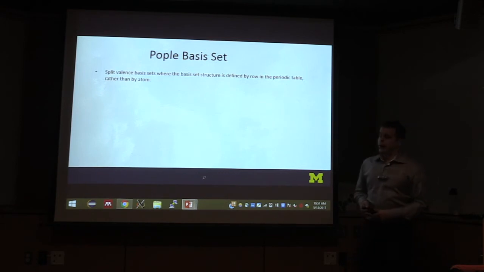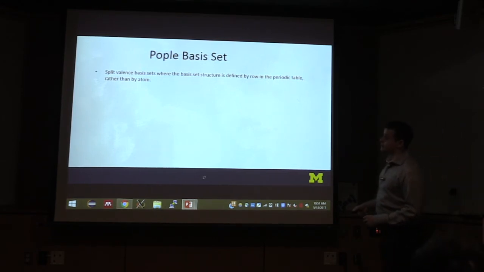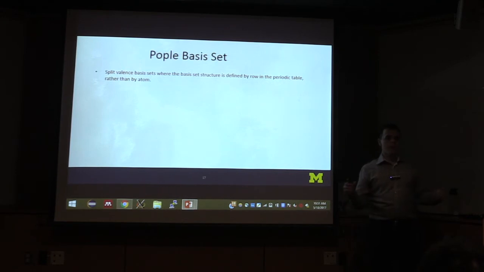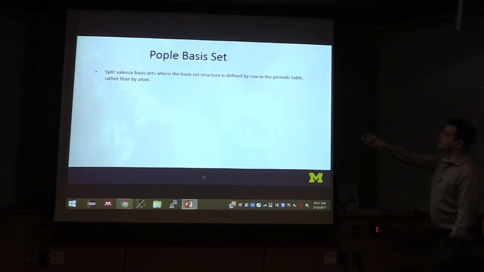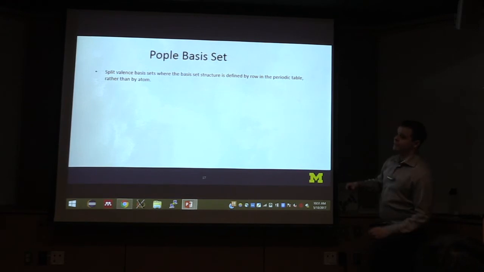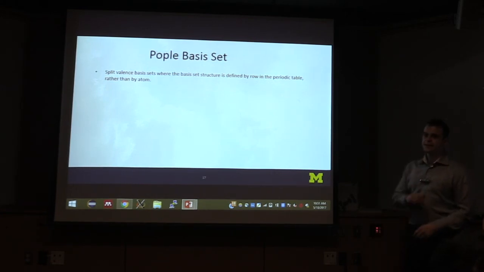So now I'm going to talk to you about Pople basis sets. This is a very popular basis set used by a lot of people. The Pople basis set is a split valence basis set. That means there are more basis functions on the valence orbitals than the core orbitals. In the Pople basis set, the basis set structure is defined by row in the periodic table, not by atom. Before, when I was talking about basis set types, I was saying for hydrogen, this is the basis set, for carbon, this is the basis set. Well, the Pople basis set just says all of the atoms in the second row have the same basis set, etc.